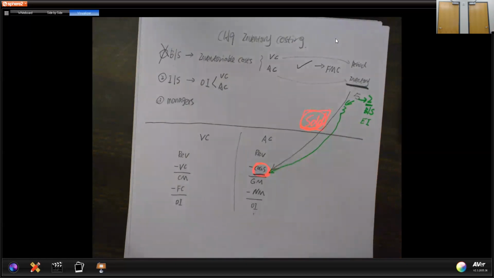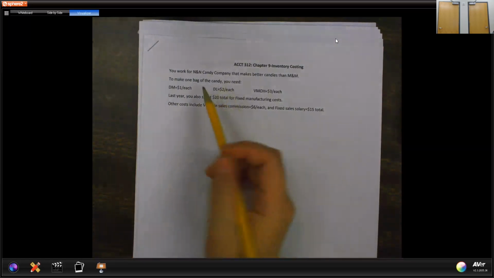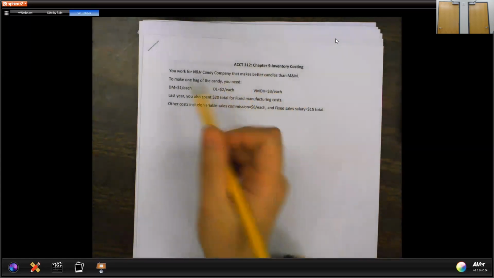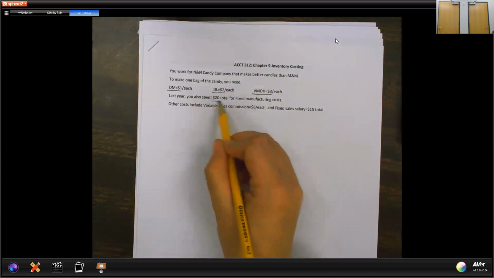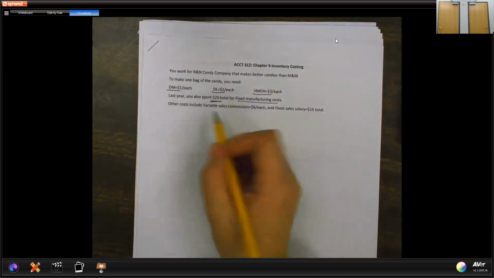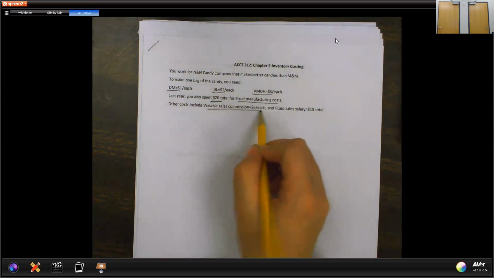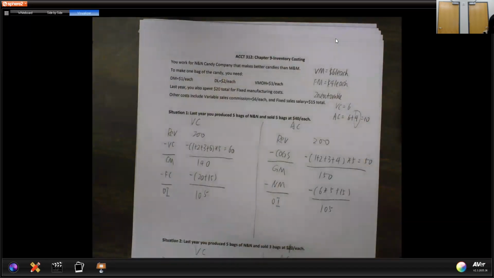Okay, let's do a problem. Hopefully you will feel better. So I made up a question. I posted this to the Blackboard also, and then give you the information. So you are making the candy, and you have this information: direct material, direct labor, and variable manufacturing overhead. And you also have $20 total for fixed manufacturing costs, all right? And then other non-manufacturing costs, you have all these. So I'll go with you for the first year.